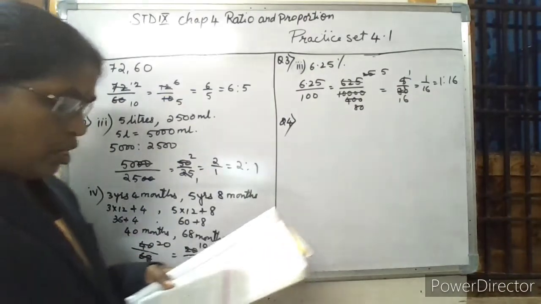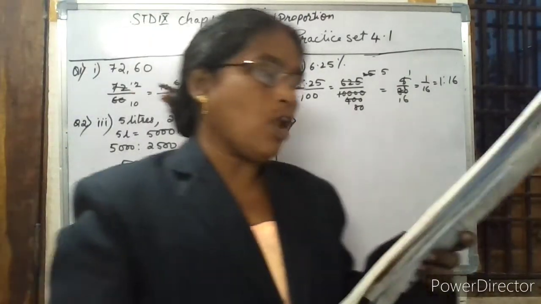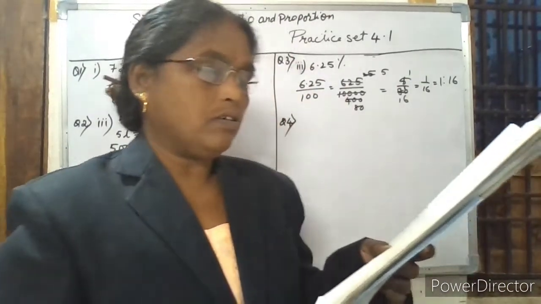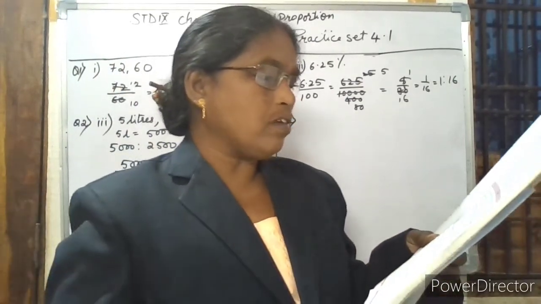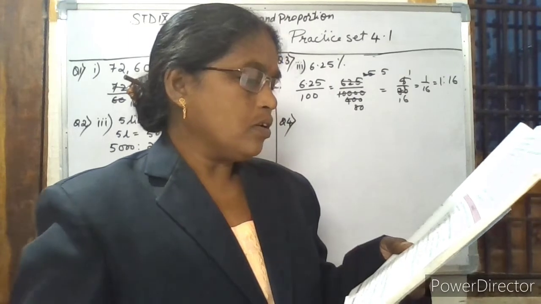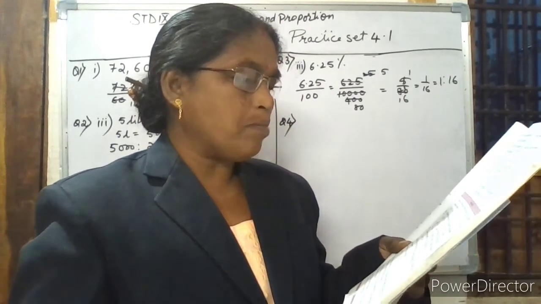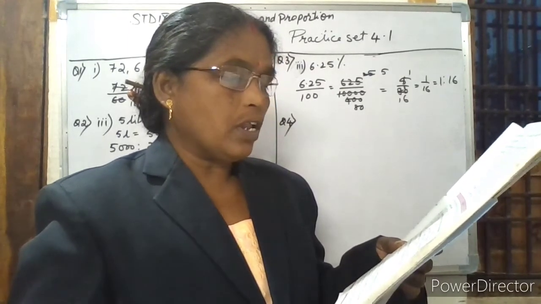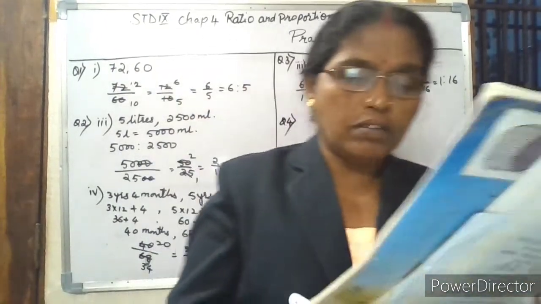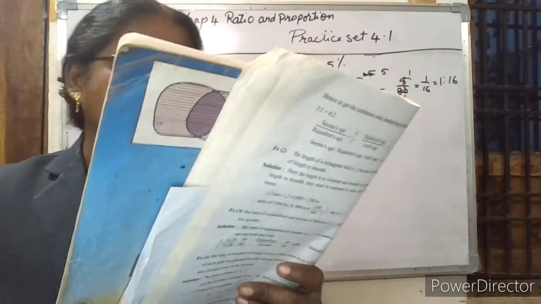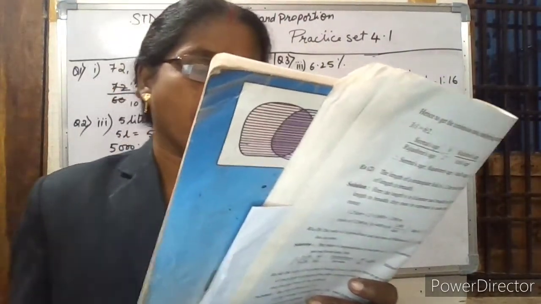See, 3 persons can build a small house in 8 days. To build the same house in 6 days, how many persons are required?